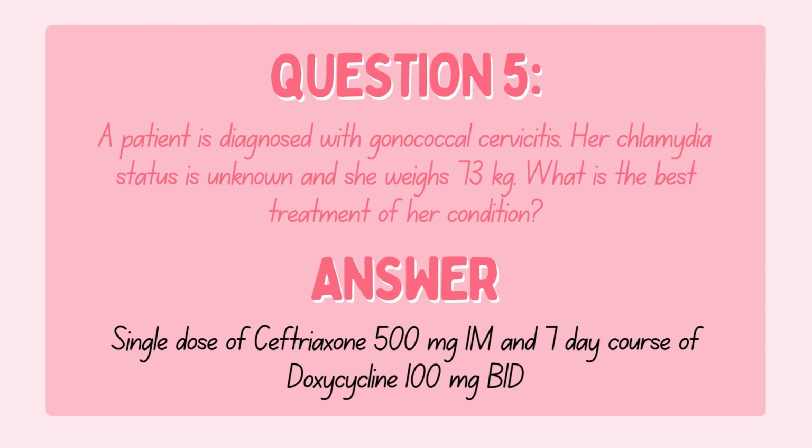Okay, cool. I accidentally included the answer in this one, but if you're not looking at the screen, a patient is diagnosed with gonococcal cervicitis. Her chlamydia status is unknown, and she weighs 73 kilograms. What is the treatment of her condition? If you are not looking at the answer on the screen right now, it is a single dose of ceftriaxone, 500 milligrams IM, and a 7-day course of doxycycline, 100 milligrams BID.